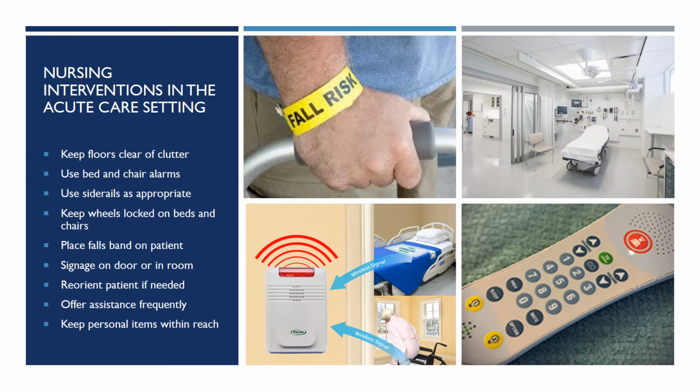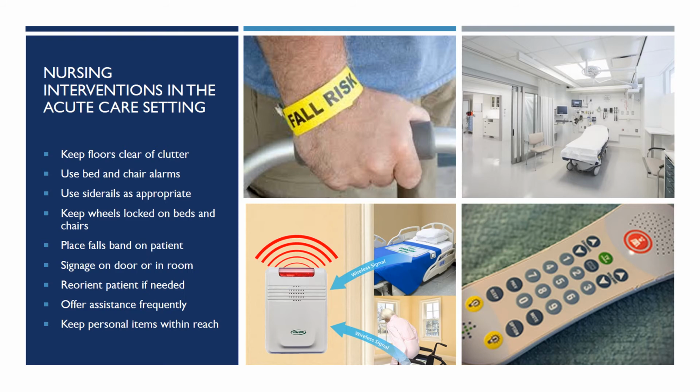Keeping wheels locked prevents the chair or bed from sliding out from under the patient. Placing a falls band on the patient and appropriate signage on the door or in the room lets other members of the healthcare team and visitors know that the patient is at an increased risk for falling and that the patient will need assistance when exiting the bed or chair.